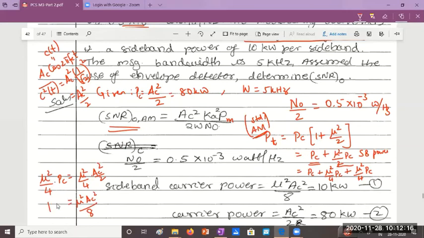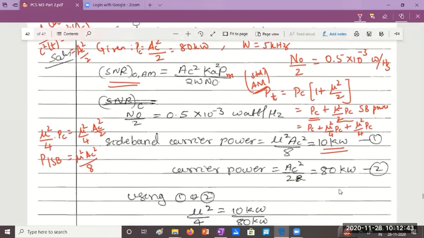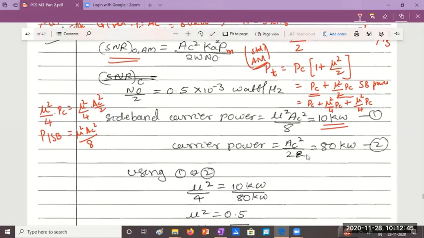The power in a single sideband will be mu square Ac square by 8, which you got from the standard total power equation. If you remember it, you can directly write the power in one sideband is mu square Ac square by 8, which is given as 10 kilowatts. And carrier power Ac square by 2 is given as 80 kilowatts. R is 1; no resistance is mentioned, so consider it as 1. Therefore, what should I do? I have to find how much is mu square here.